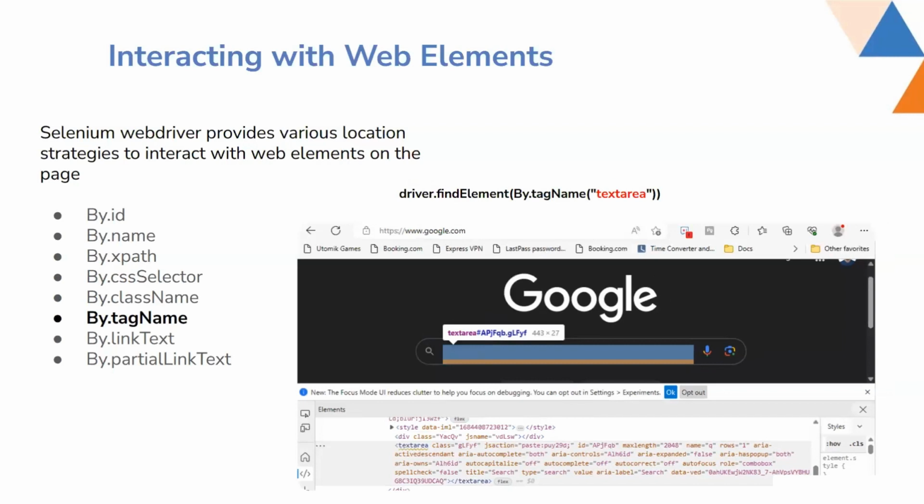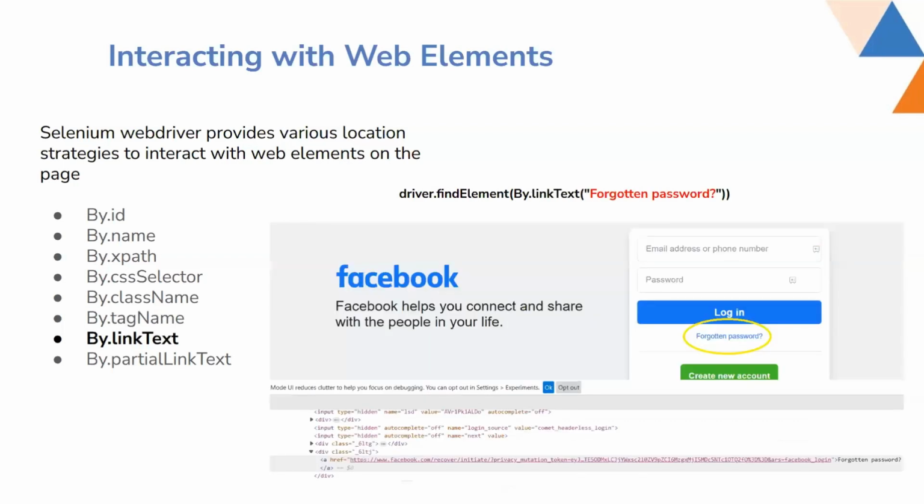We can also access an element with the help of the tag name. Think of a scenario wherein you want to access all the hyperlinks on a page. All the hyperlinks will have an a tag, similar to what we have here, where the text area has its own tag. If you want to access all those elements with the help of a tag name, you can do this.